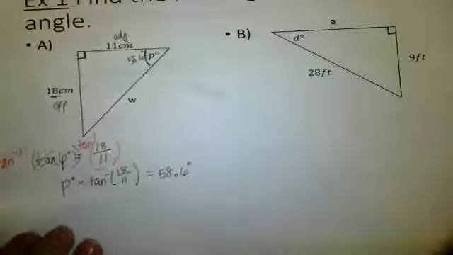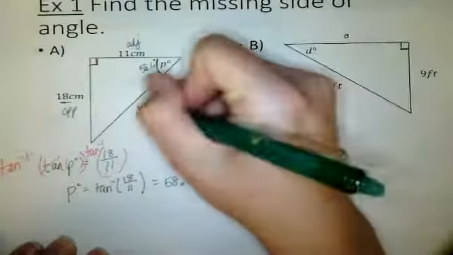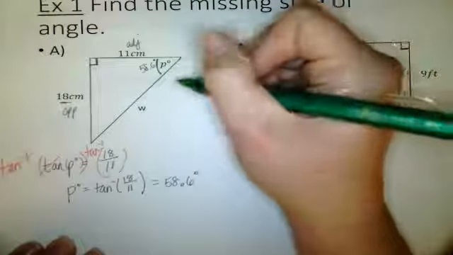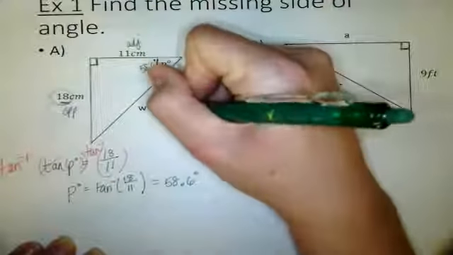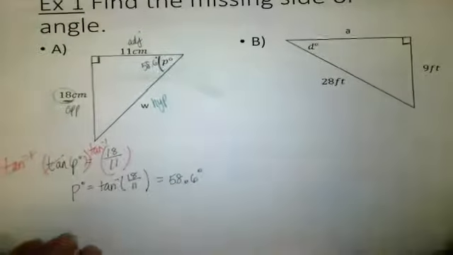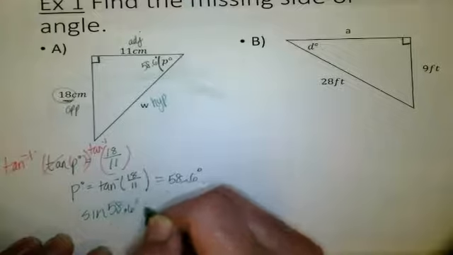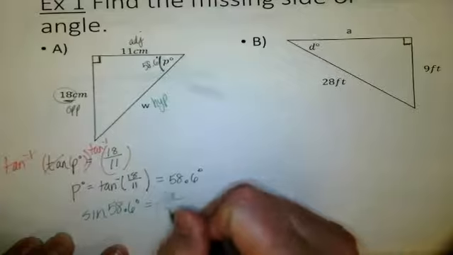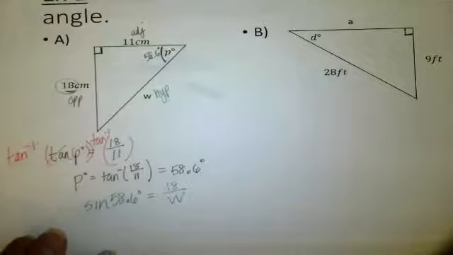Now I'm going to use a different color. We can use that angle to actually solve for W as well. So pick a side, any side. 18. Okay, the opposite side, and W would be called the hypotenuse. Which trig function uses opposite and hypotenuse? Sine. So the sine of our 58.6 degree angle would be opposite over hypotenuse, so 18 over W. And we want to solve for W. How do I get W by itself?